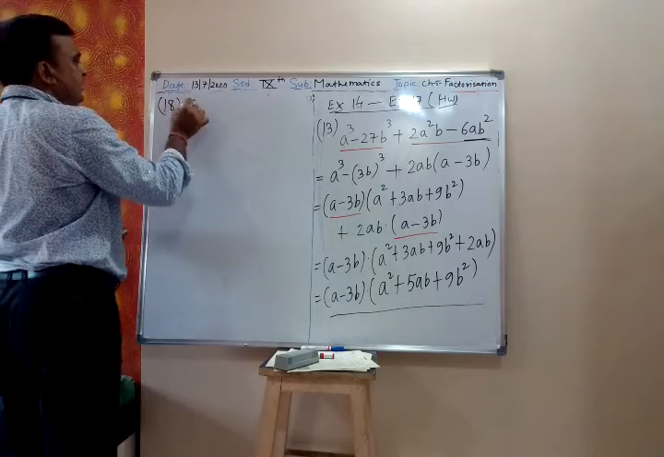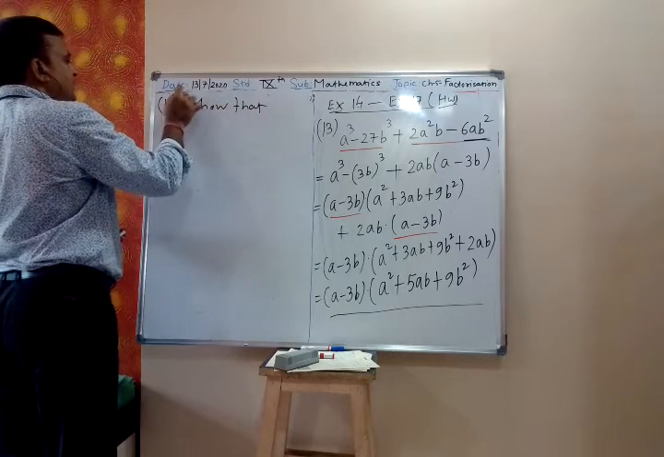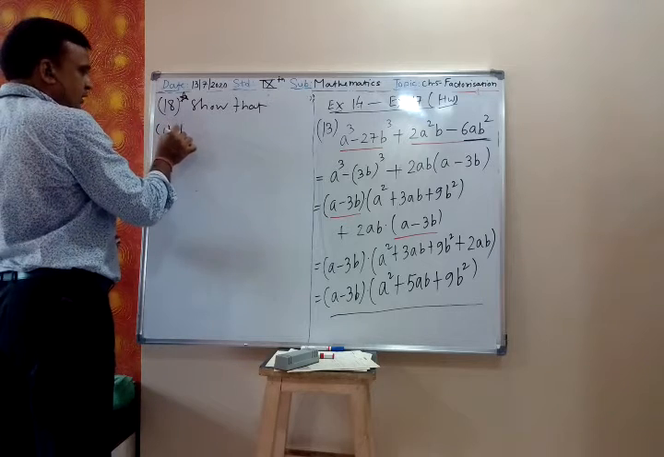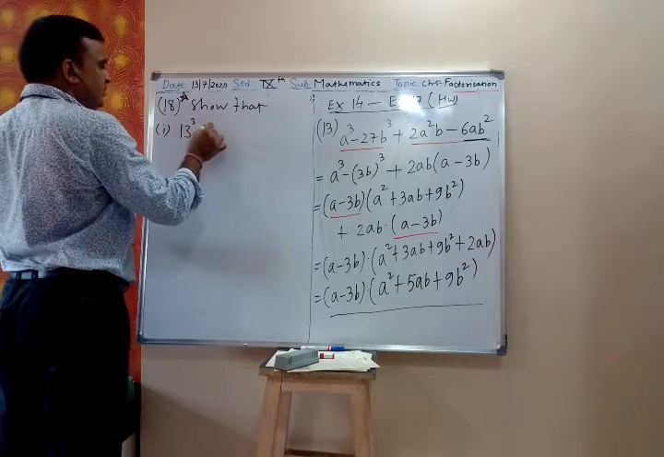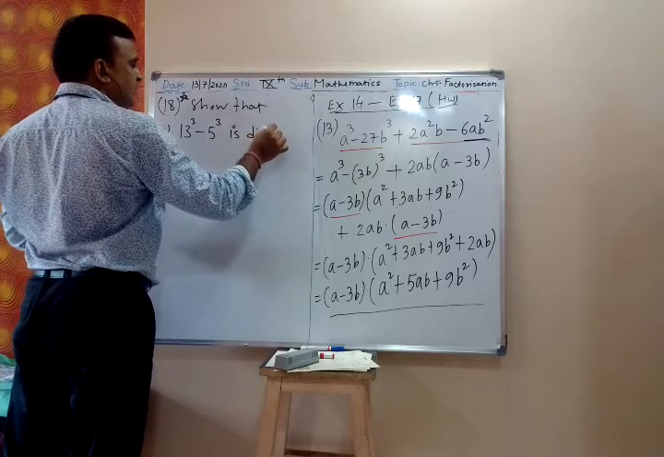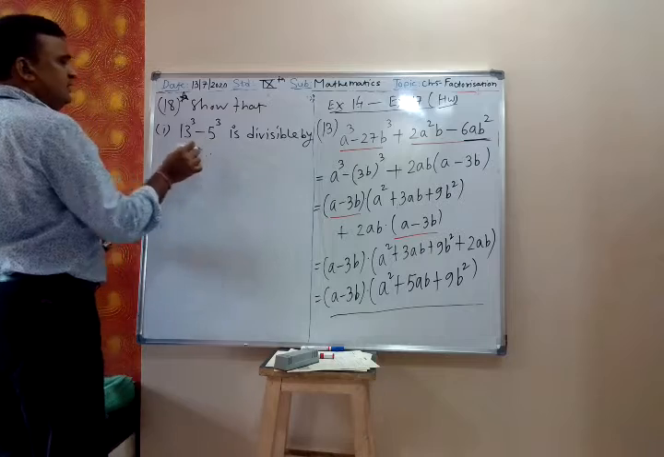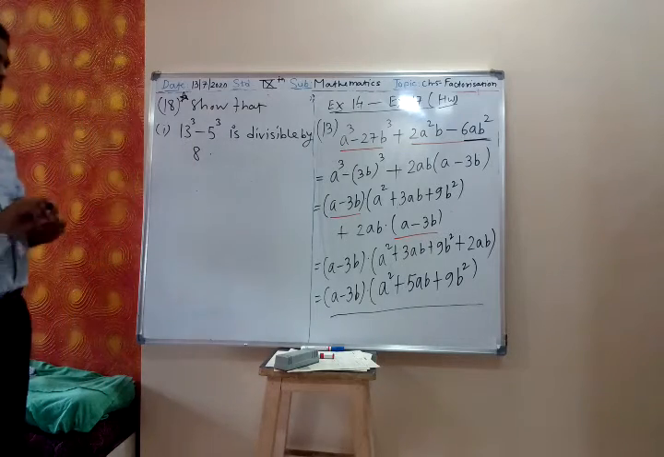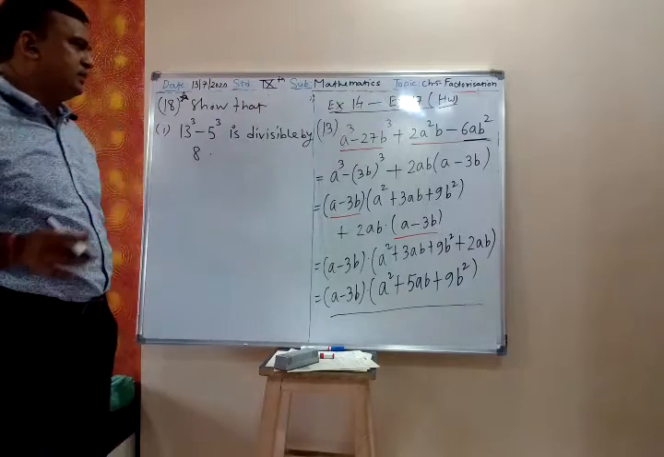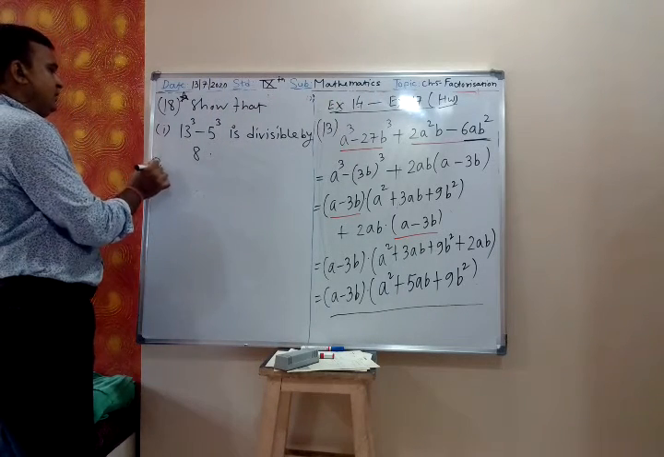Question 18. Mark this important with a star. Show that 13 cube minus 5 cube is divisible by 8. Yes, questions 14 to 17 are homework. Show that 13 cube minus 5 cube is divisible by 8.